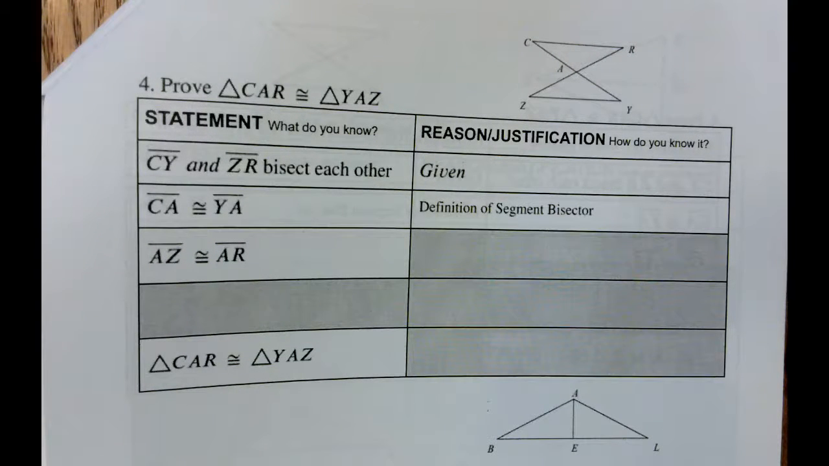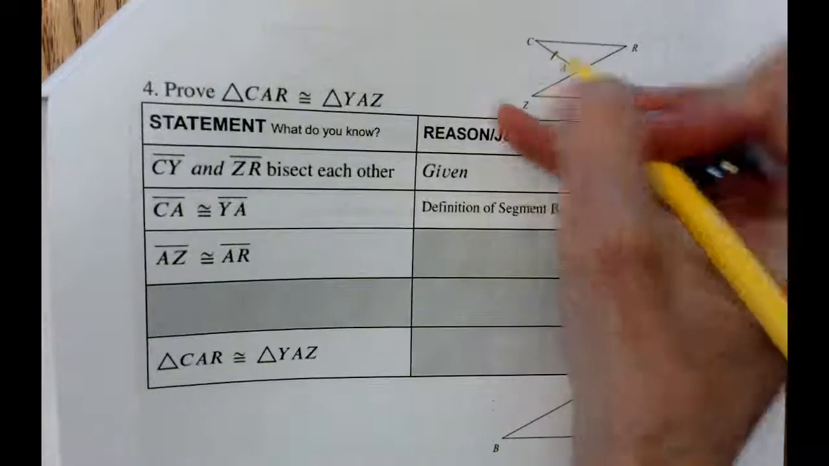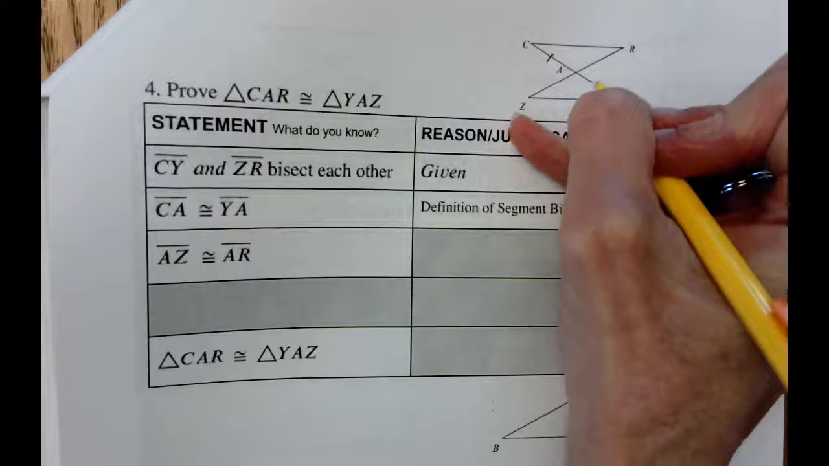We want to prove that triangle CAR is congruent to YAZ. What we're given here is that CY and ZR bisect each other. And because they bisect each other, we can say that CA is congruent to YA.